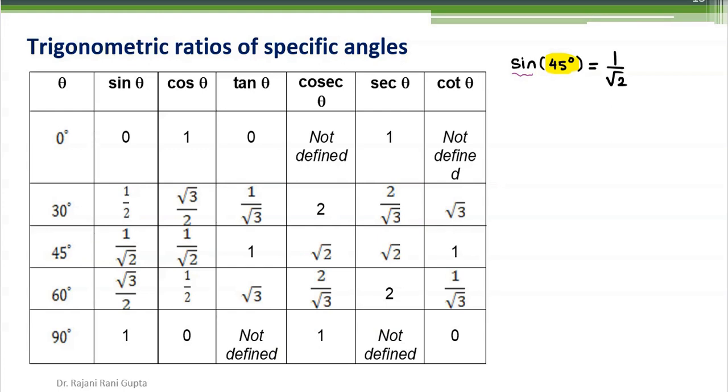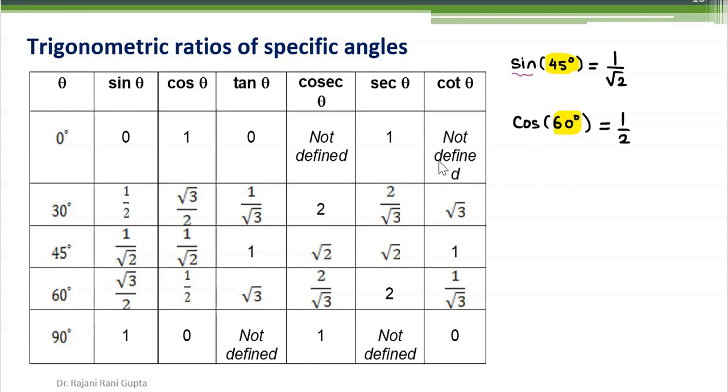Similarly, if I ask you how to find the value of cosine of 60 degree, again the first thing you have to do is look at the angle. 60 degree is here, and you want cosine here. So check where they are intersecting. Cosine 60 degree from here, cosine from here. So the value is 1 over 2. You can write the value as 1 over 2.